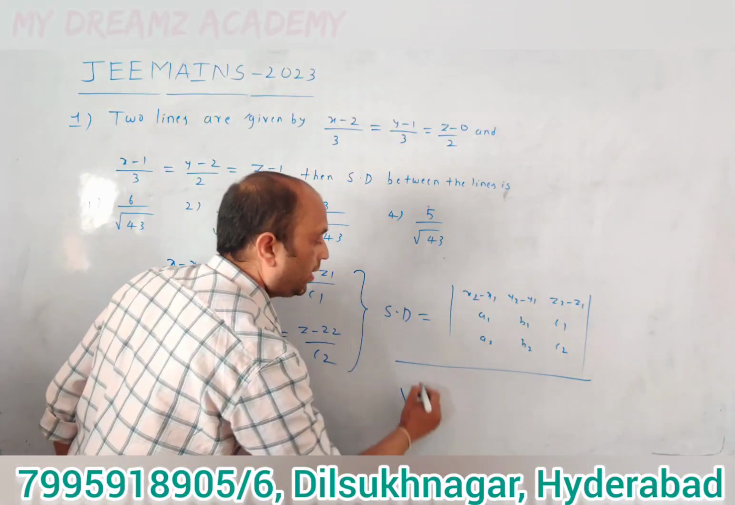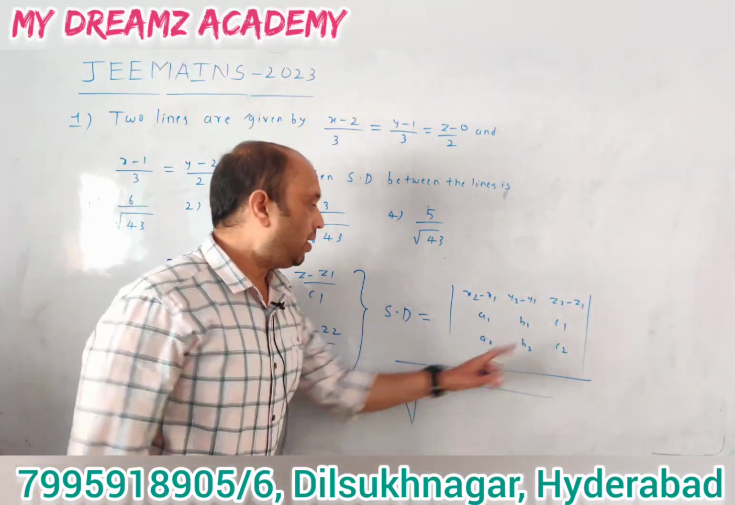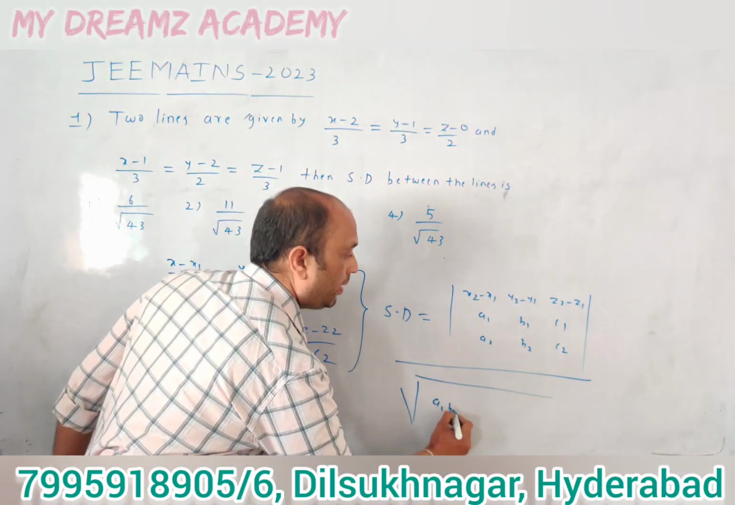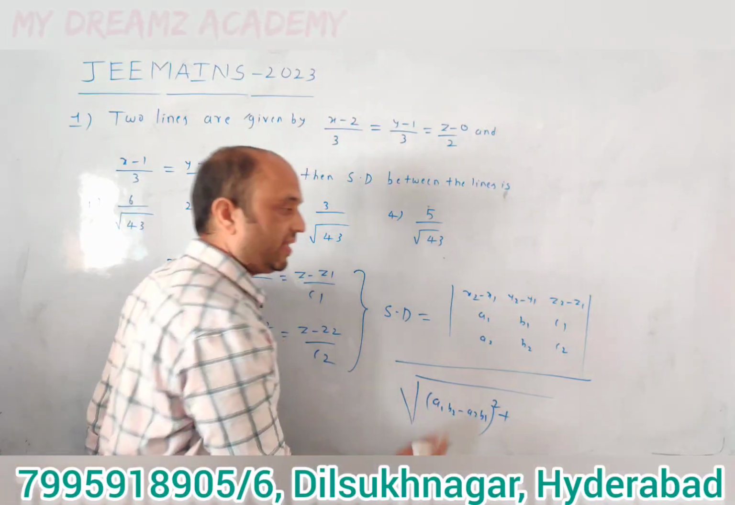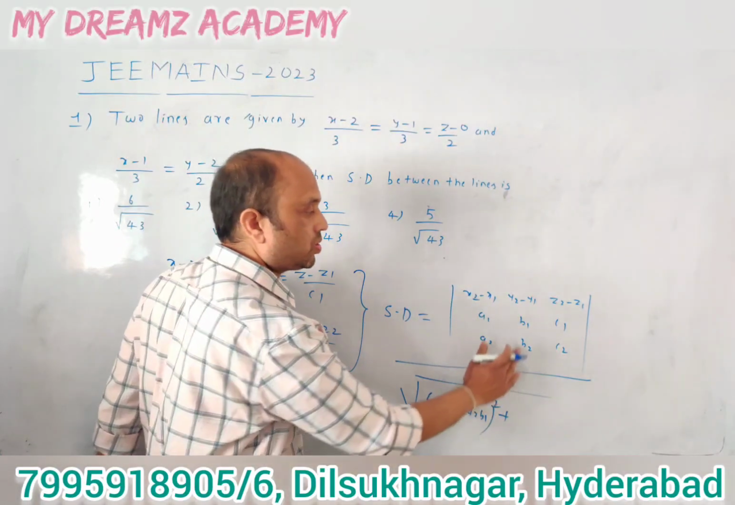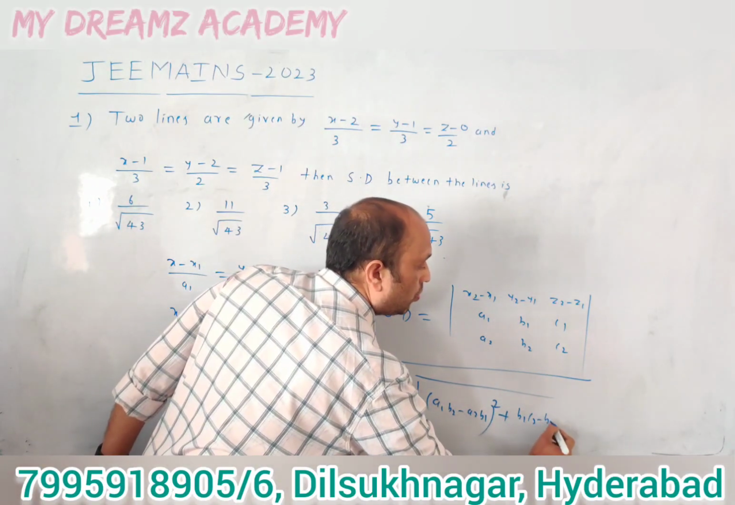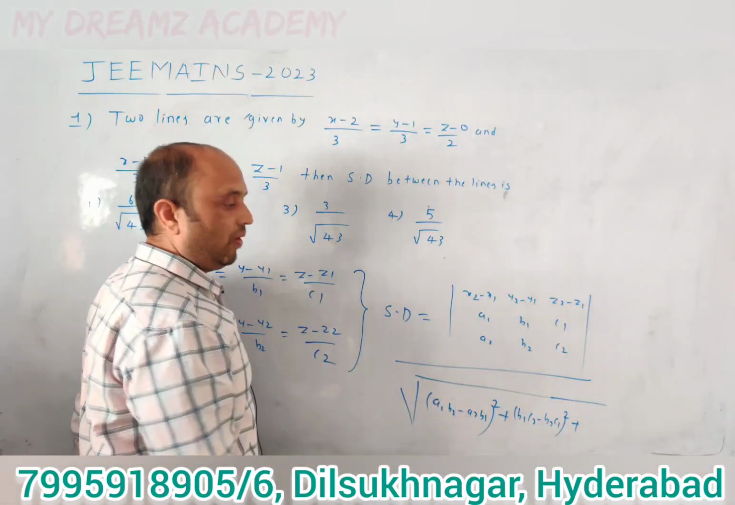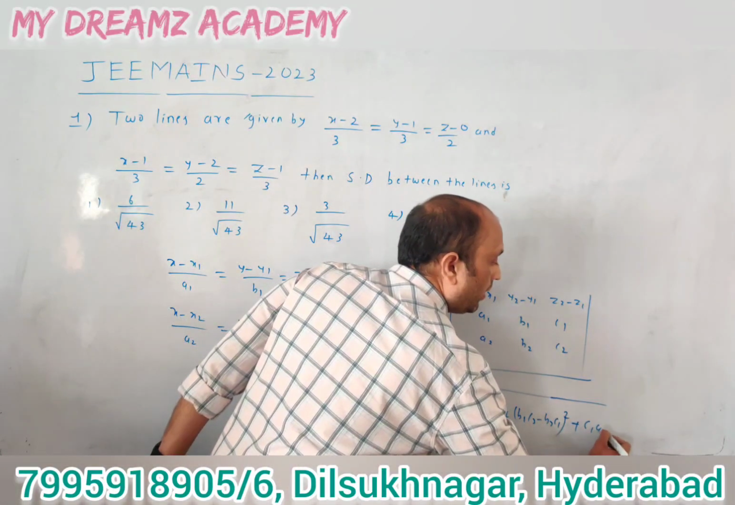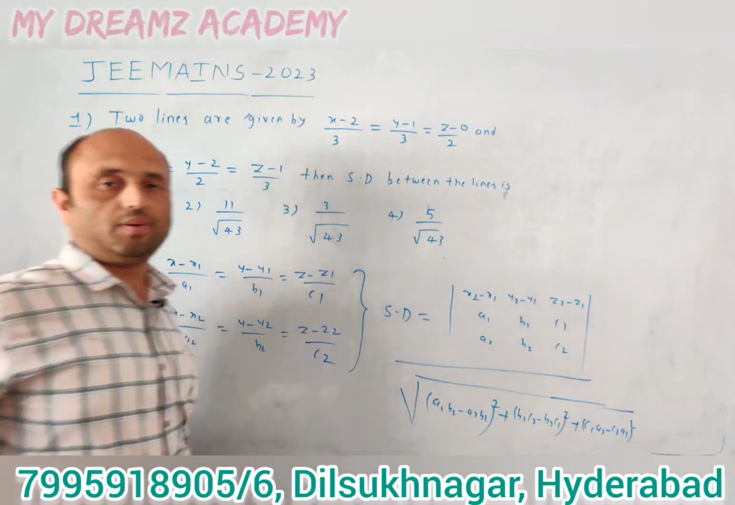divided by the square root of (a1 b2 minus a2 b1) whole square plus (b1 c2 minus b2 c1) whole square plus (c1 a2 minus c2 a1) whole square. This is the direct formula.